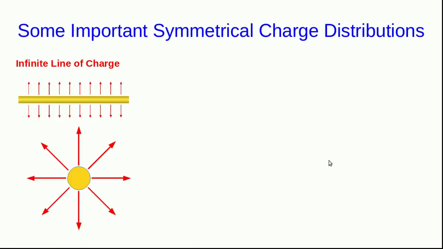I'll just finish up by summarizing some important symmetries that we're going to see as we go along. So we've already looked at the infinite line of charge, and note that what I'm really drawing is a cylinder of charge. A line is just the special case of a cylinder that has zero radius. So this is what we refer to as cylindrical symmetry.